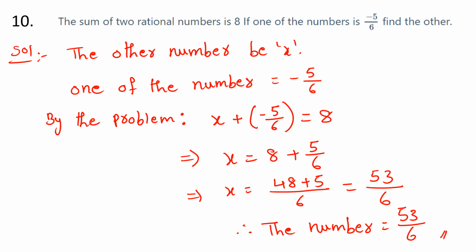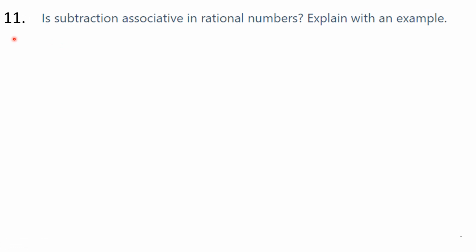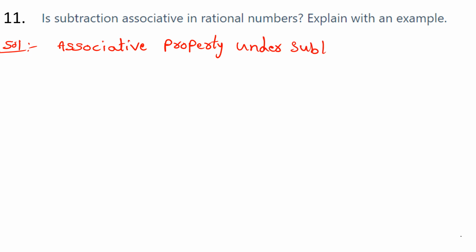Okay, children. Question number 11. Is subtraction associative in rational numbers? Explain with an example. Let us see the solution here. Write the associative property under subtraction. What is the associative property under subtraction?